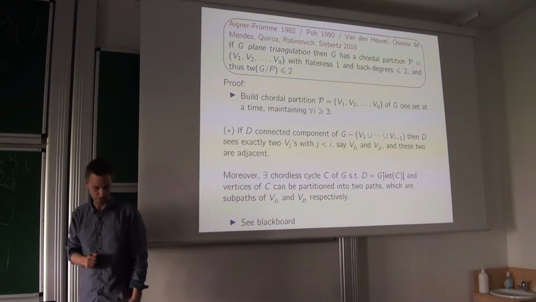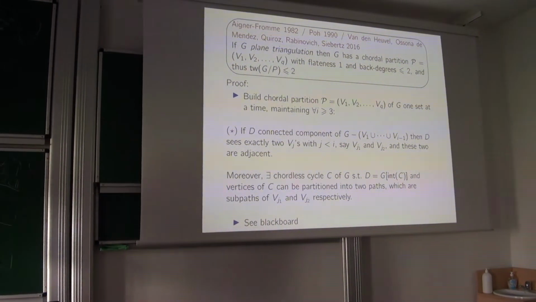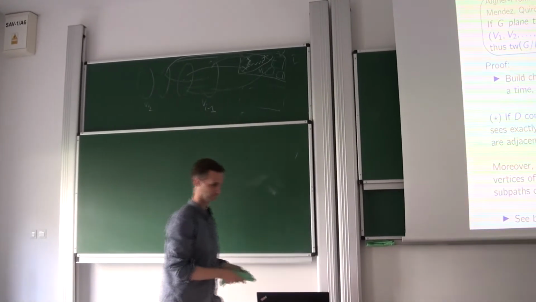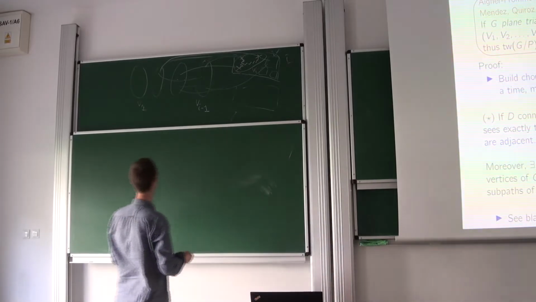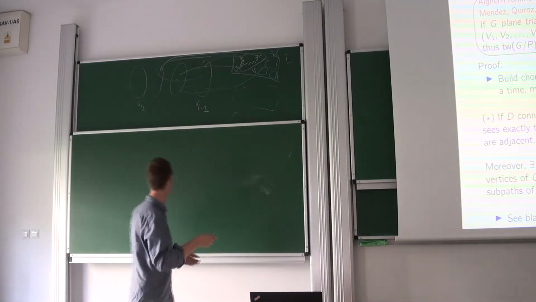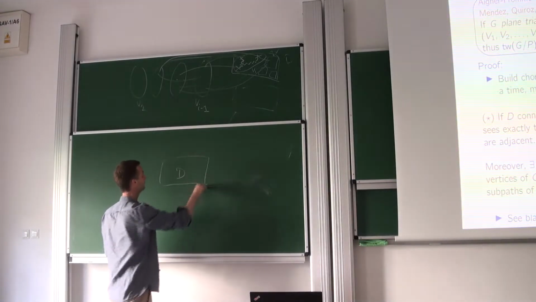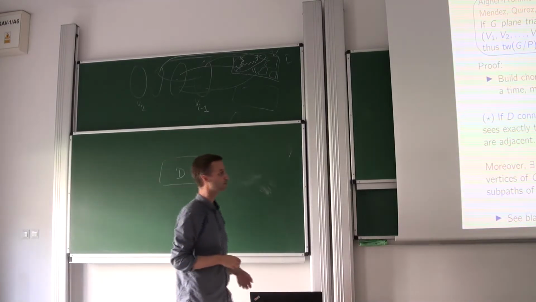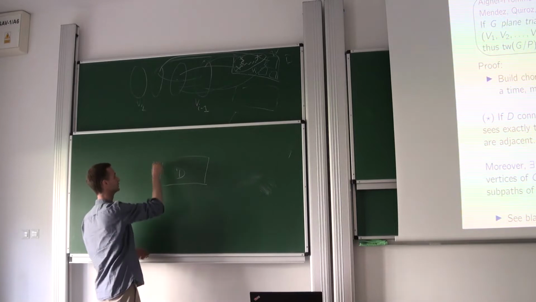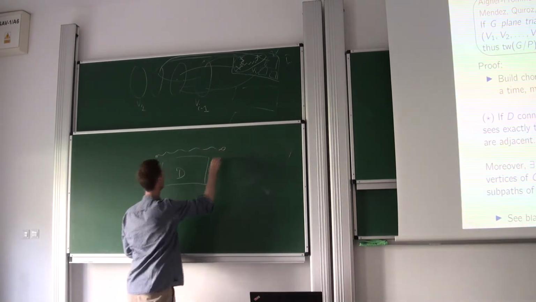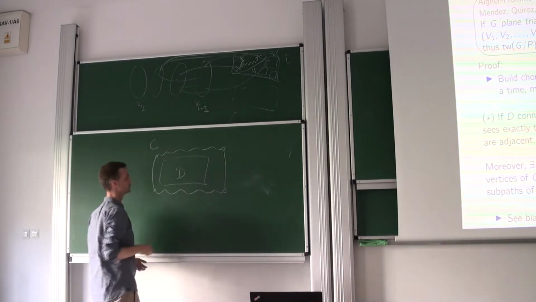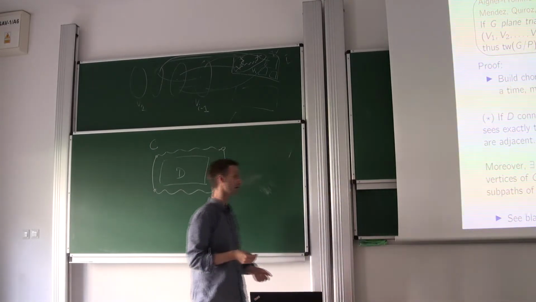So let me illustrate it on the board, and you will see that it's quite easy to picture. We are going to maintain the following property. At each step i in time, if you look at any connected component of the current graph, some component D in the current graph, then you should be able to find in your graph a cycle C which surrounds it. So there should be a cycle in your graph, and this cycle has two properties.